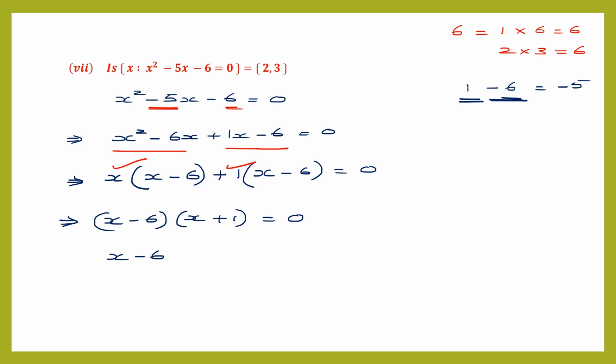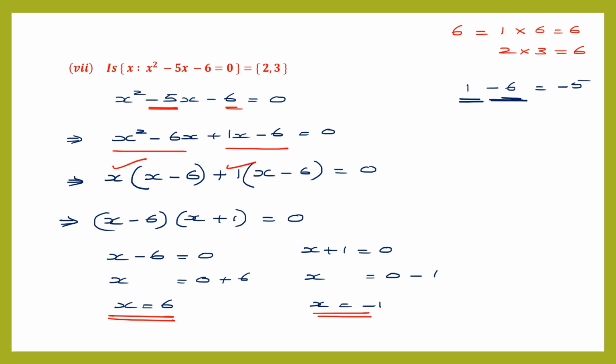So let's take the first factor, x minus 6 is equal to 0. That means x is equal to 0 plus 6. That means x is equal to 6. So we found one value of x here. Now let's take the next one. x plus 1 is equal to 0. That means x is equal to 0 minus 1, or x is equal to minus 1. So we have found the values of x here. According to this, x is 6 and minus 1.